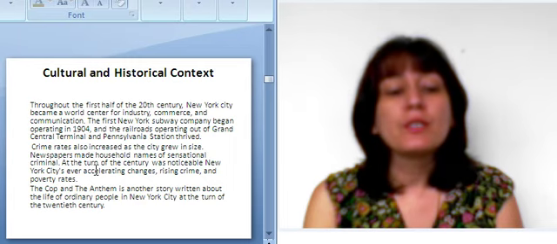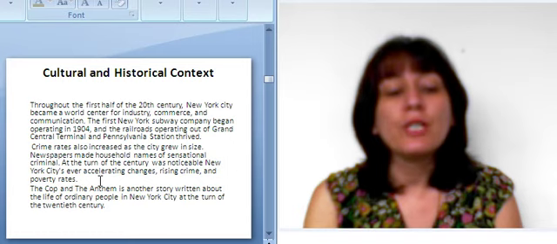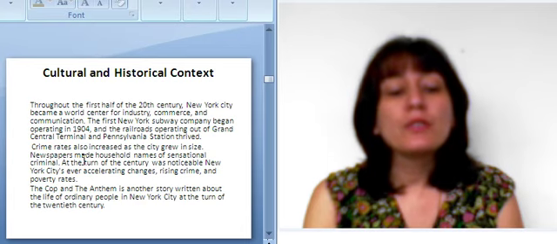At the turn of the century, New York City's ever-accelerating changes, rising crime and poverty rates were noticeable. The Cop and the Anthem is another story written about the life of ordinary people in New York City at the turn of the 20th century.